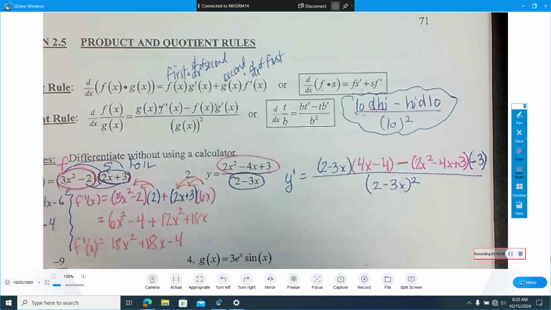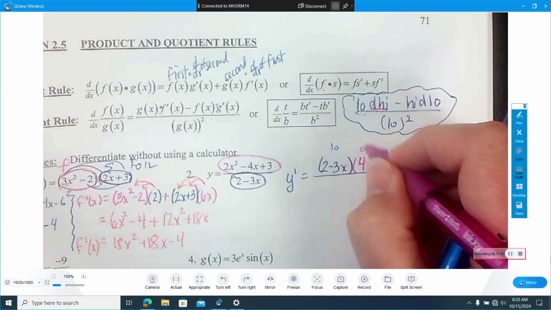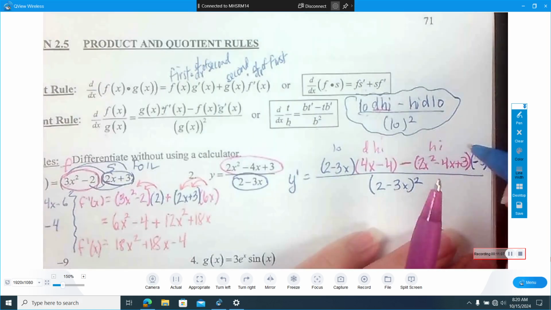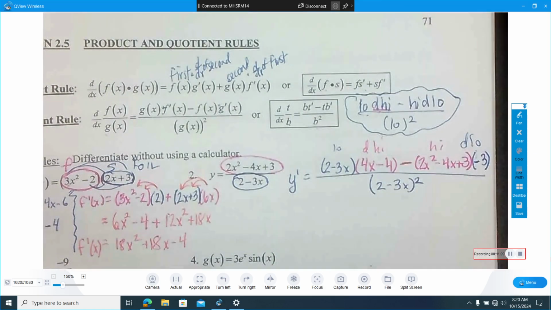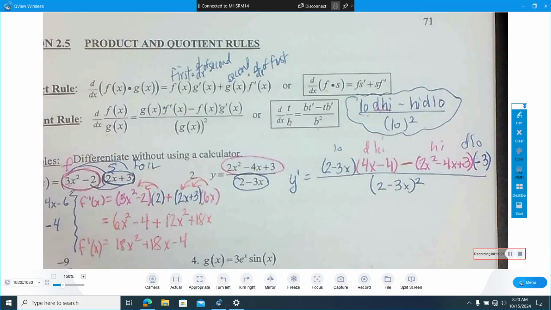All right. Low d high minus high d low all over low squared. All right, questions on that? It's a pretty easy pattern, right? Low d high minus high d low, all over low squared. I'm going to say it as many times as I can. All right. Again, you could clean this up, but I'm not going to do any more than this.